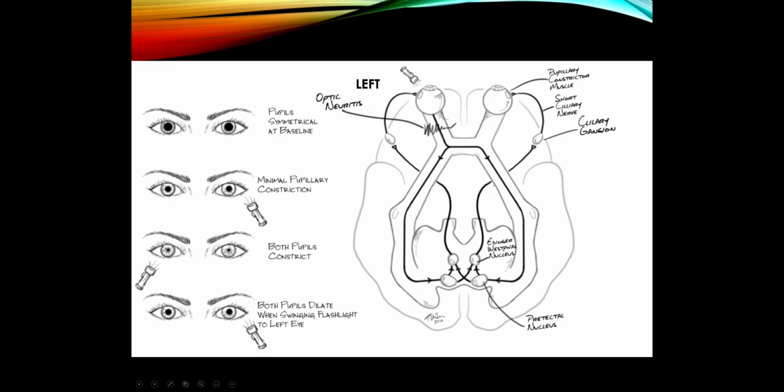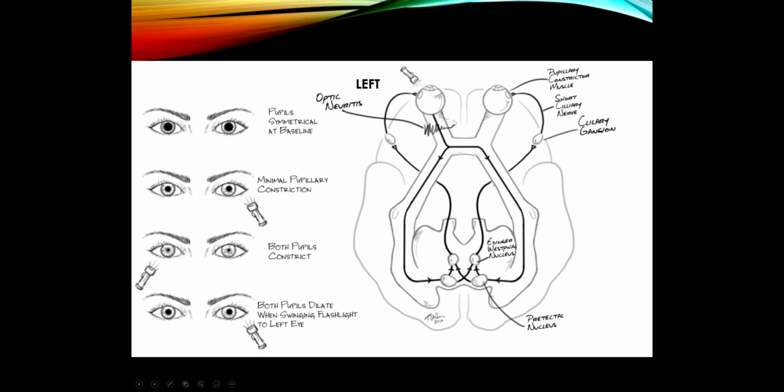Okay, and then the Edinger-Westphal nuclei are stimulated, and then the output goes to the ciliary ganglion here to constrict both pupils. Just notice that the light in one eye actually crosses twice. It crosses at the chiasm, it crosses at the posterior commissure, so that light in one eye will equally stimulate both Edinger-Westphal nuclei, and both pupils will constrict symmetrically.